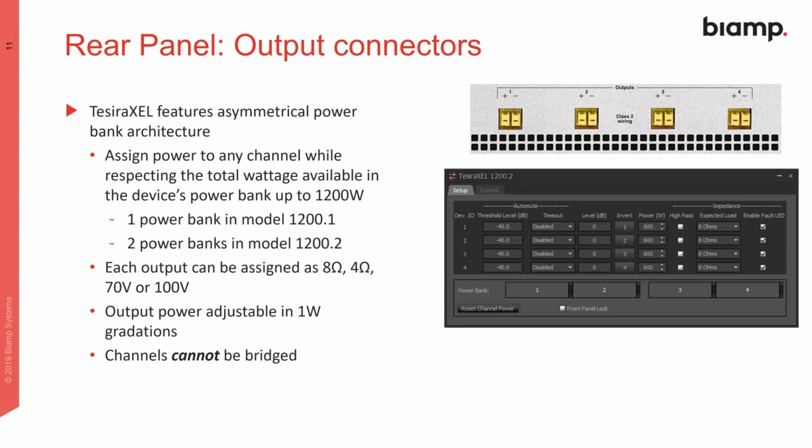Output connectors. As I mentioned, we've got the asymmetry in this amplifier, so these can be configured to any power level that you want across the 1200.1 and in banks of 2 across the 1200.2. So if I'd like channel 1 to be 1200 watts output and channel 2 to be nothing, I can do that. If I want 600 and 600, I can do it. If I want 900, 300, 800 and 200 and leave some in reserve, I can do that. So we're very flexible in what we can do.